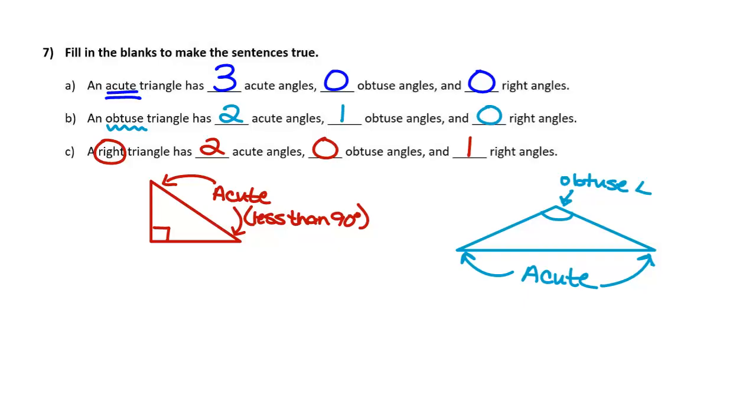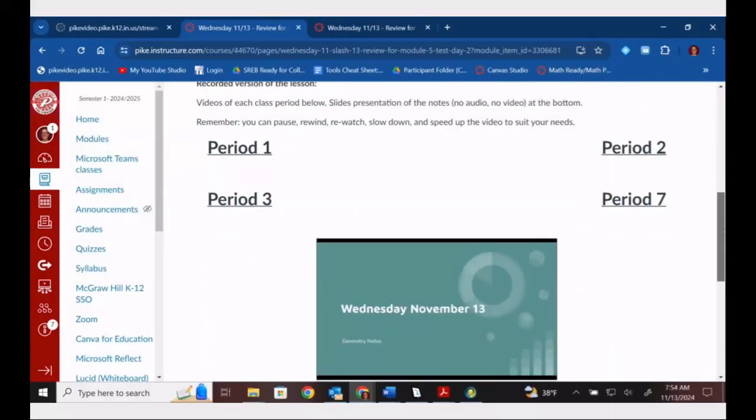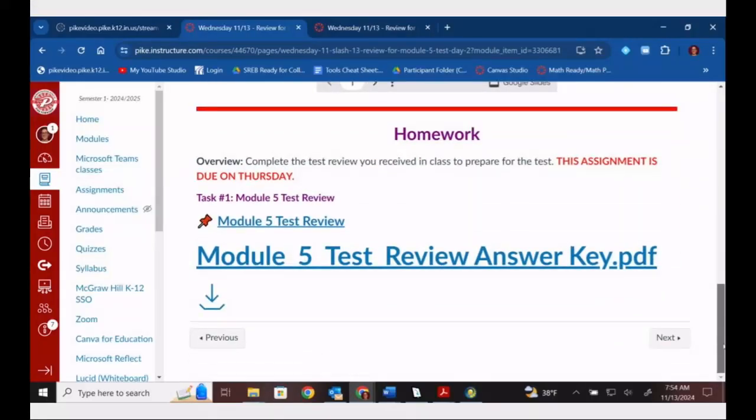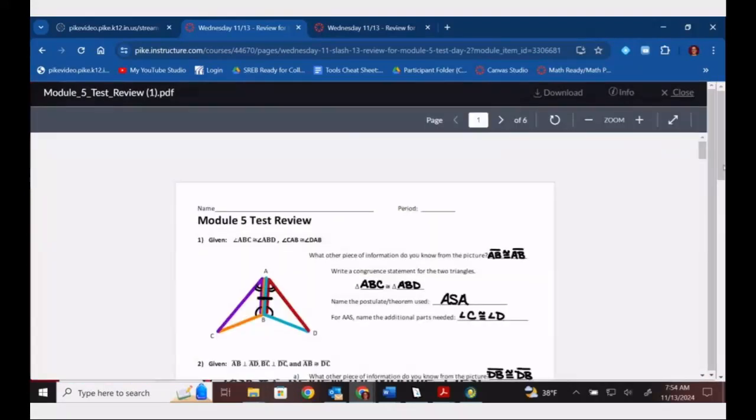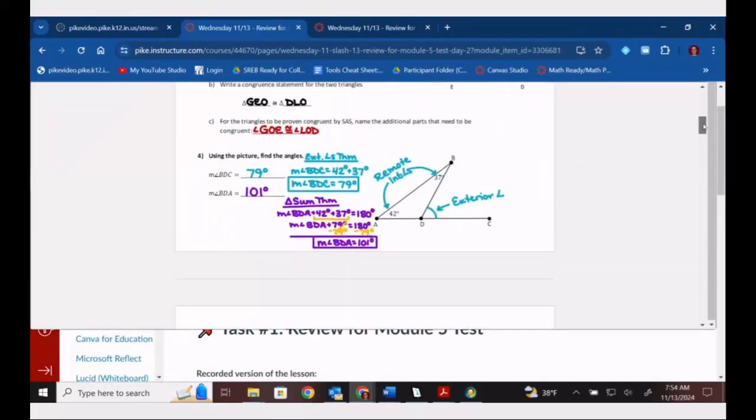On Canvas, the answer key is posted. If you look on our Canvas page for today, it says review for Module 5 test day 2. The videos will be here as soon as all of the classes are completed for the day, so you can watch the videos from the other class periods as well. And the Module 5 test review answer key is located at the very bottom of the page, and it does show all of my work for these problems.